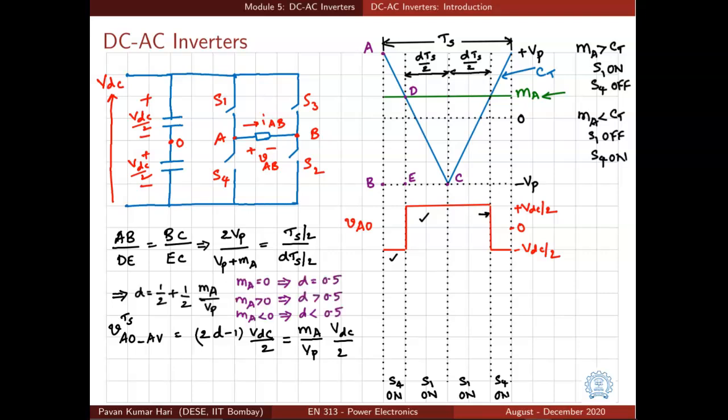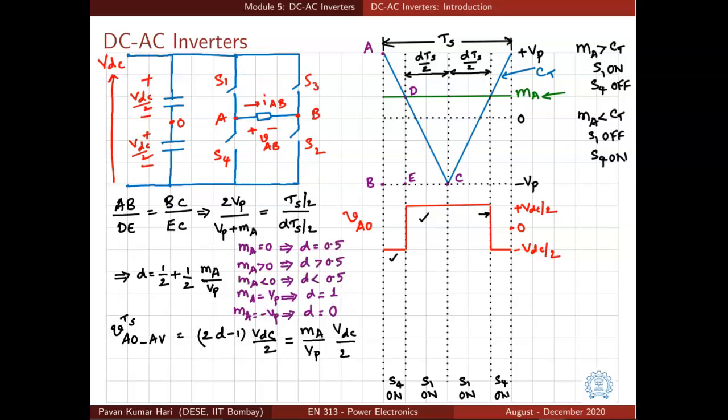Let us look at the relation between D and Ma for a given Vp. If Ma is equal to 0, D is 0.5. And if Ma is greater than 0, D is greater than 0.5. And if Ma is less than 0, D is less than 0.5. We have been thinking about generating pulses of duty 0.5 going all the way up to 1, then again coming back to 0.5, then going to 0, again going back to 0.5. That is what we have been thinking. So that can be generated by comparing a function Ma with Ct.